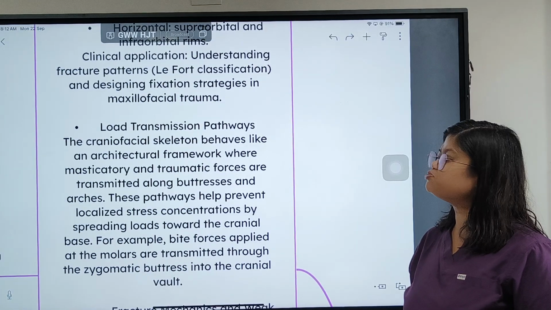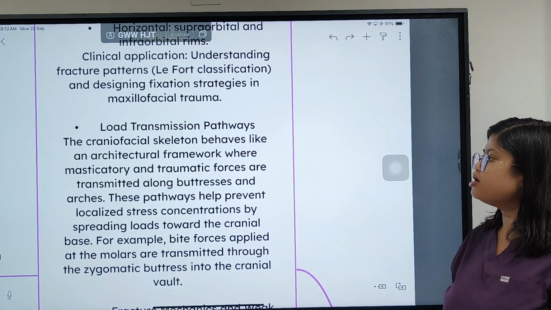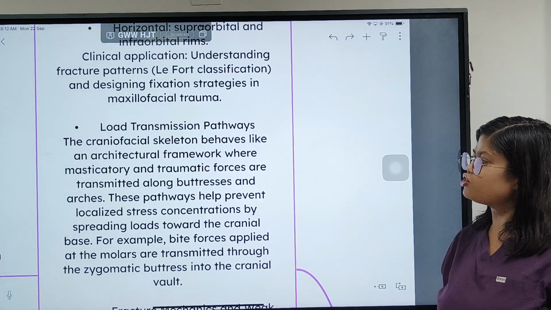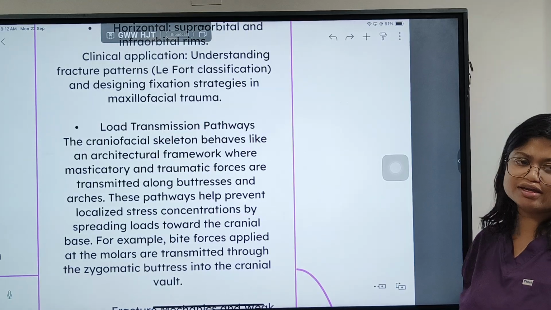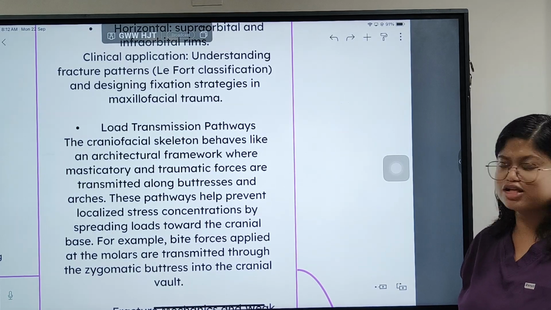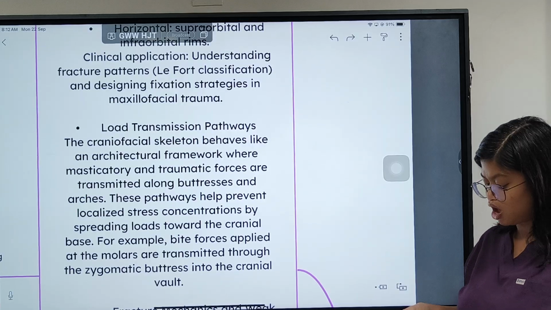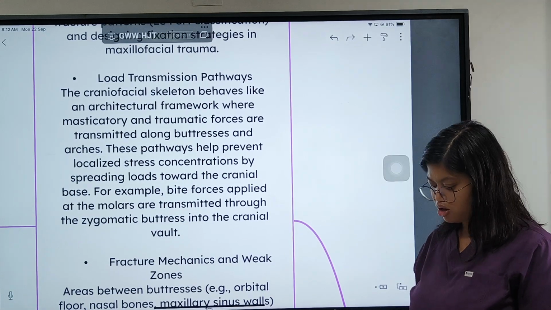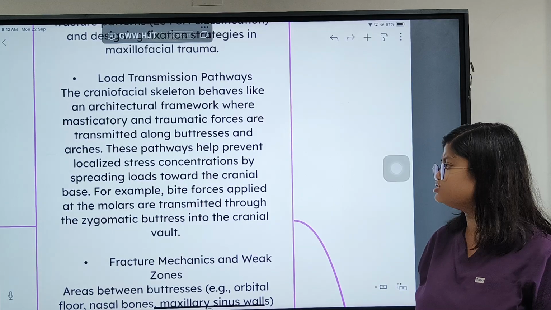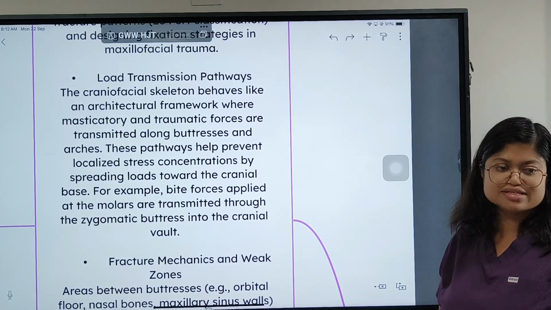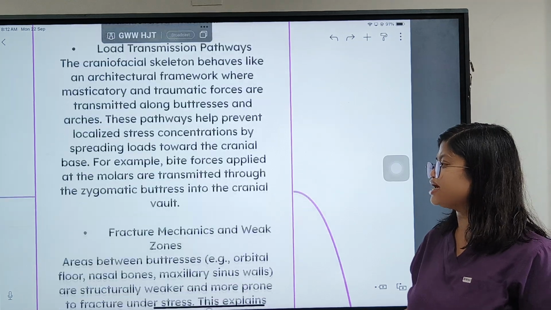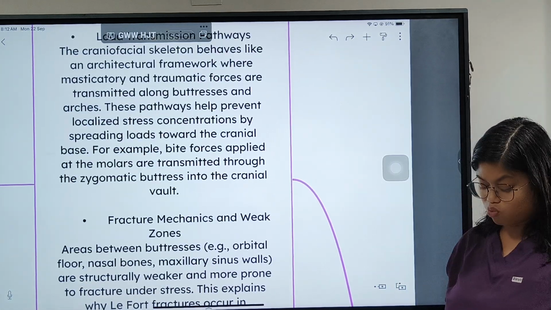How the load transmission pathways take place in the craniofacial complex: the craniofacial skeleton behaves like an architectural framework where masticatory and other forces are transmitted along the buttresses that I talked about earlier. These pathways help prevent localized stress conditions towards the cranial base. For example, the bite forces applied at the molars are transmitted through the zygomatic buttresses into the cranial wall.